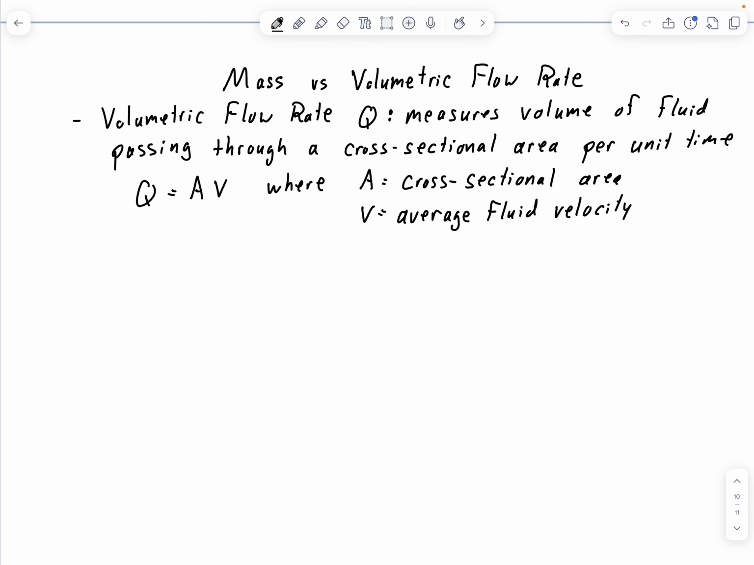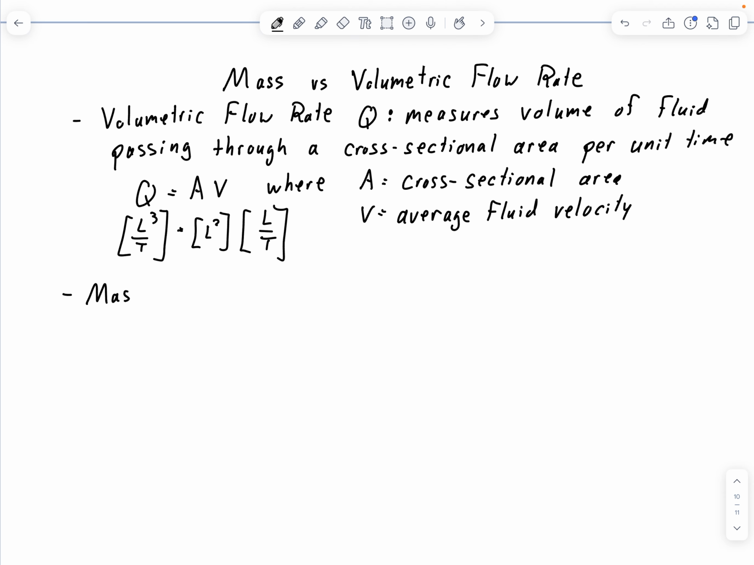Now, in terms of dimensions, Q has dimensions of L cubed per time. Area, of course, has dimensions of length squared, L squared, and velocity has dimensions of length per time. So you can see that when we multiply length squared times length per time, we end up with length cubed per time. So that gives us a volume of fluid per unit time going through a cross-sectional area.